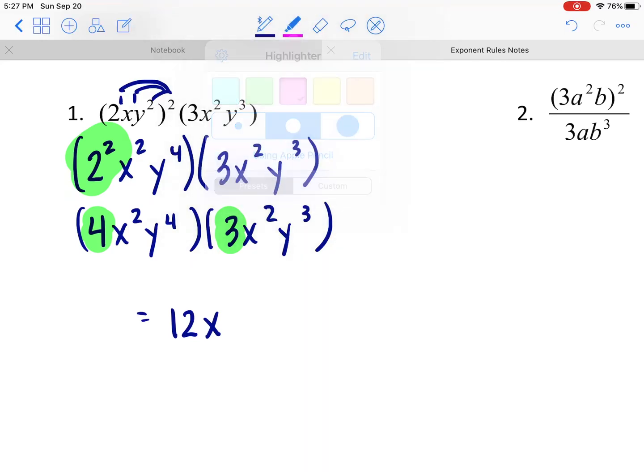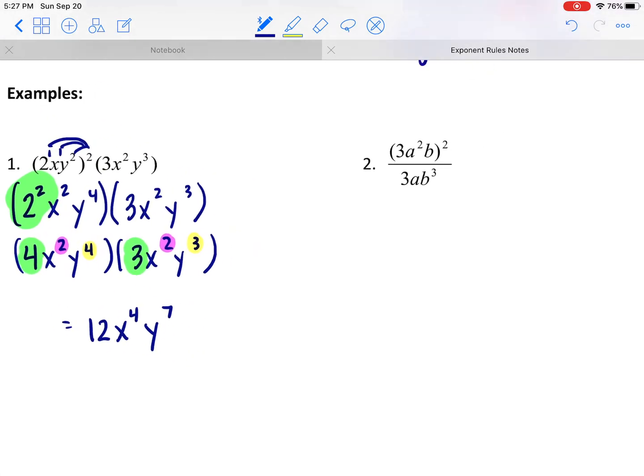for like bases. So if I'm looking at the x's, I've got 2 x's here and 2 x's here, which is going to give me 4 altogether. And then if I look at my y's, I have 4 y's here, 3 y's here, which is 7 of those all together. Okay? So that's it. 12x to the 4th, y to the 7th is our simplified form of that product.